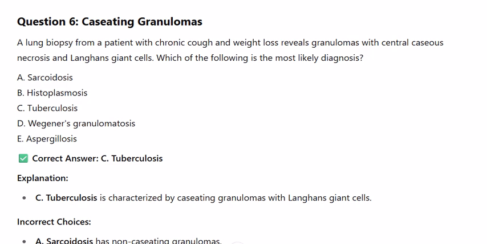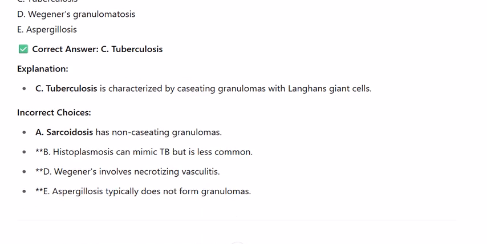Explanation. C. Tuberculosis is characterized by caseating granulomas with Langhans giant cells. Incorrect choices. A. Sarcoidosis has non-caseating granulomas. B. Histoplasmosis can mimic TB but is less common. D. Wegener's involves necrotizing vasculitis. E. Aspergillosis typically does not form granulomas.